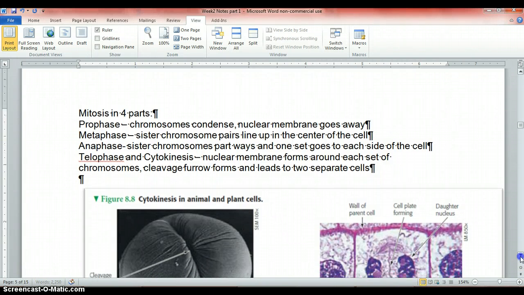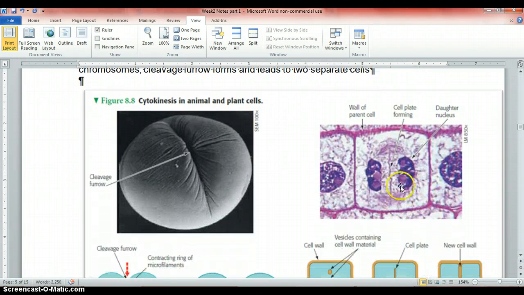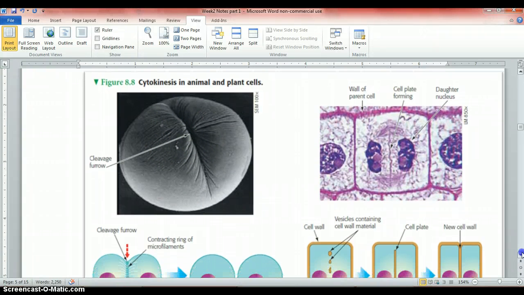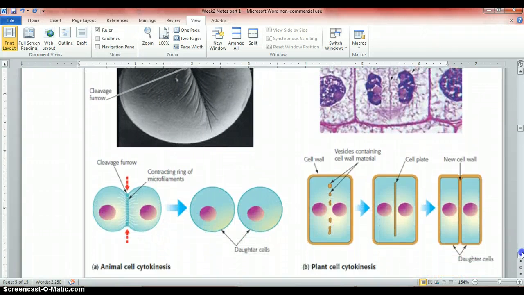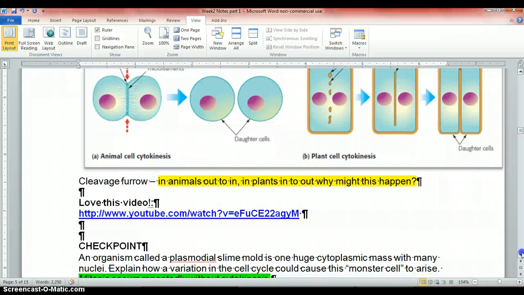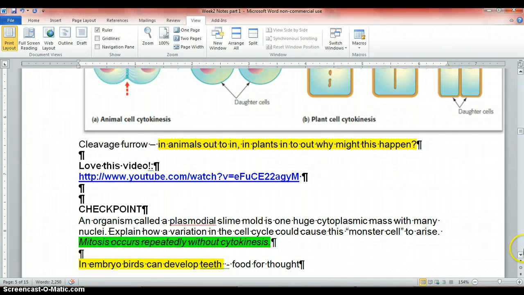Oh, here we're going to do animal and plant. See, in the plant, it starts on the inside and goes out. Animal, it does it the other way, just because one has a cell wall. So pretty. That was a good video. Another little checkpoint.